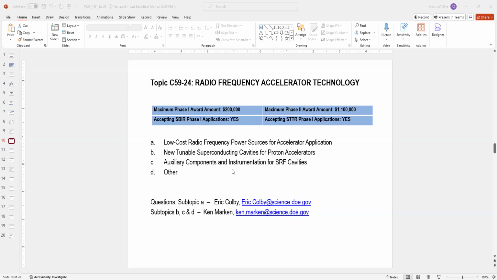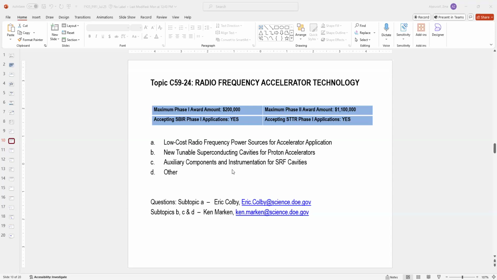So subtopic B, new tunable superconducting cavities for proton accelerators. Existing cavity tuners are based on ferrites, ferroelectric or piezoelectric materials, and in general limited by a narrow tuning range and high power loss. This topic is aimed at new cavity designs that include the capability to tune over a broad range while preserving high performance, including high Q, high gradient, and high beam power. Primary R&D partners are SRF groups at Fermilab and Jefferson Lab.